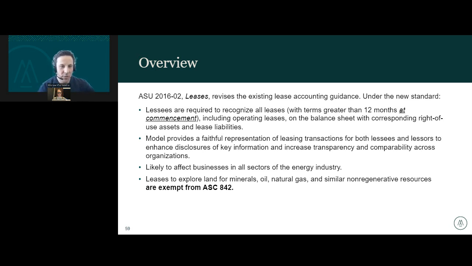And then there's a few scope exceptions in the new standard, mainly leases to explore for minerals, oil, and natural gas resources. Also, in a subsequent slide, we'll talk about land easements, but in order to be a lease under 842, there must be a defined period of use. So perpetual leases are scoped out of the standard.